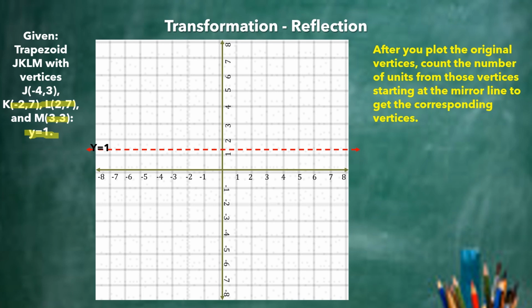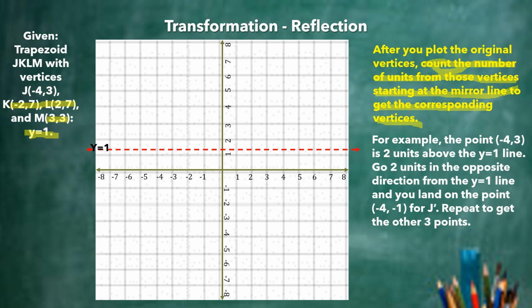And so this will be a little different from the other two examples we just reviewed, because in this one you have to do a little work ahead of getting the points. In order to get the points, you have to do some counting. And it's really easy. You just count the number of units from the original vertices, starting at the mirror line, and then you will come up with the corresponding vertices.